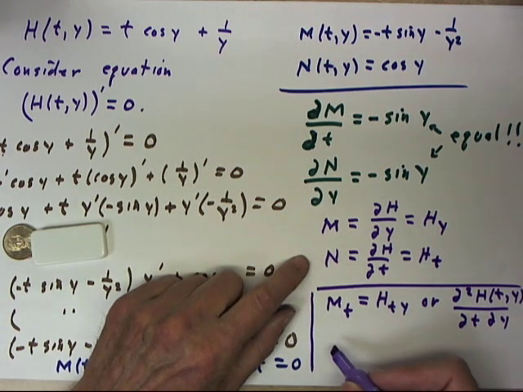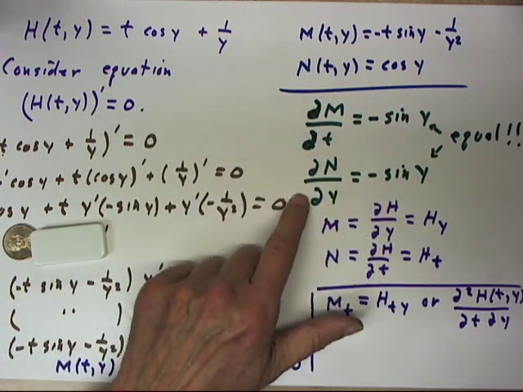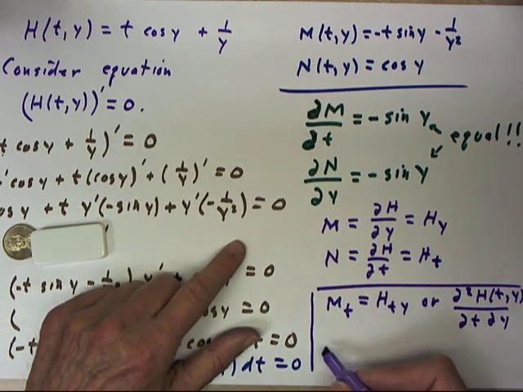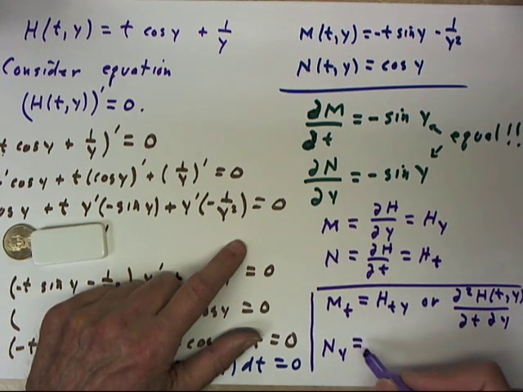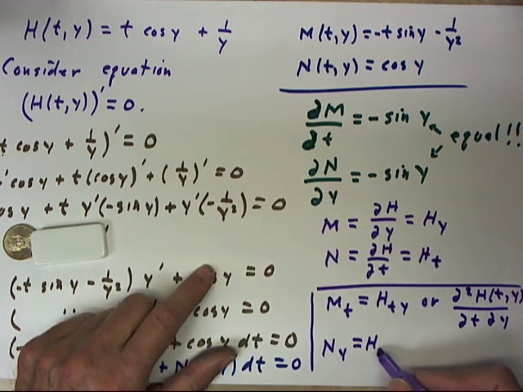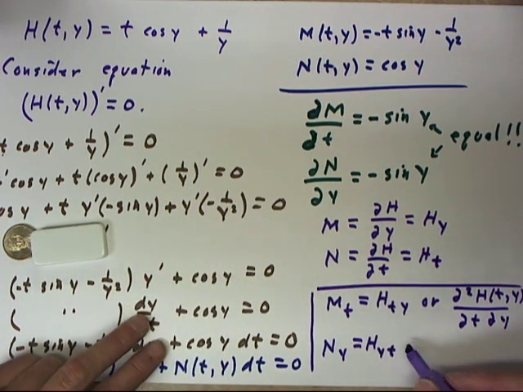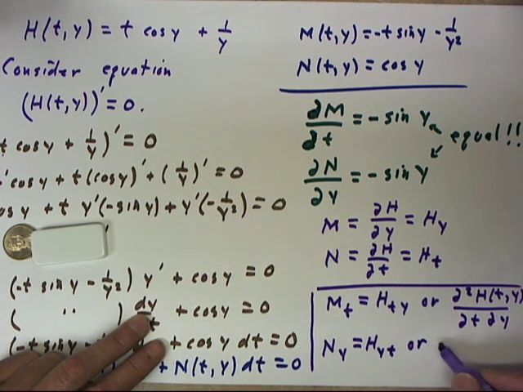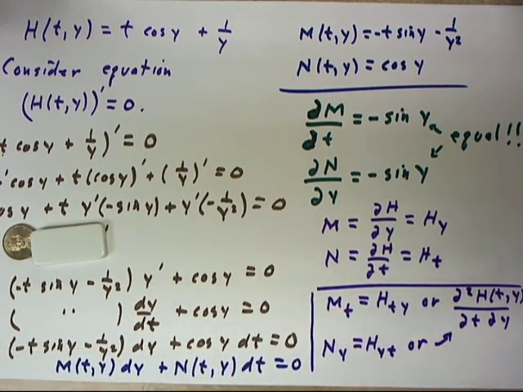Now, you might see where this is going. Okay, M_t is this, and N_y is what we calculated here. N is h's derivative with respect to t. We're doing the y derivative of the t derivative. Or, well, it comes out the same thing, because the order in which you take the partial derivatives, as you know from first year calculus, makes no difference. So that we have a situation that we can easily test.